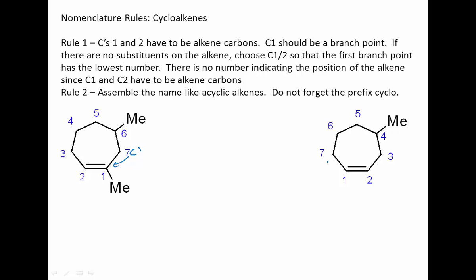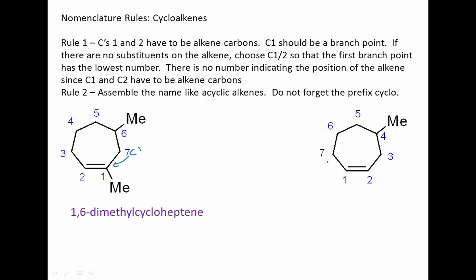This is the numbering system for the compound on the left. C1 is chosen for us because it's the branch point. That means the other alkene carbon has to be C2. We don't get to the methyl group until we get to C6 this way. Our name for this compound is thus 1,6-dimethylcycloheptene.